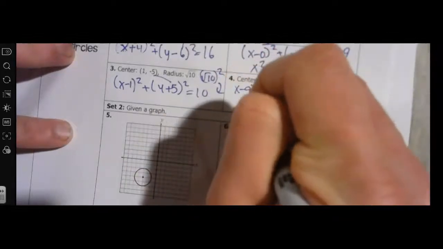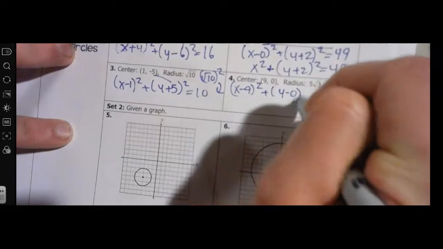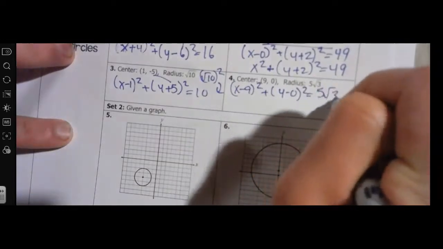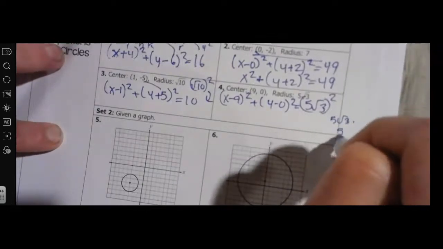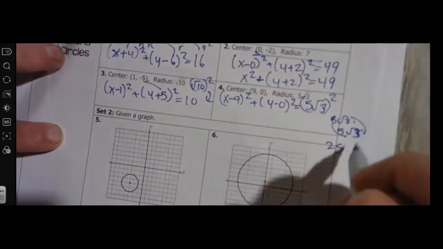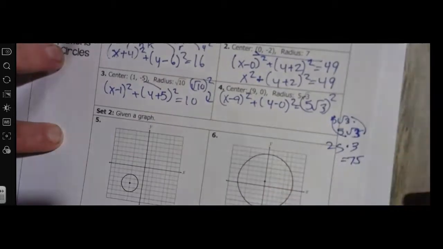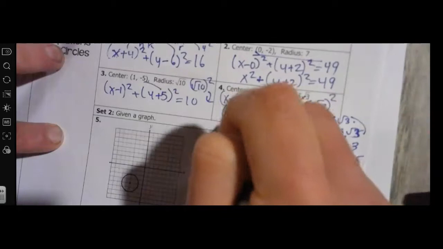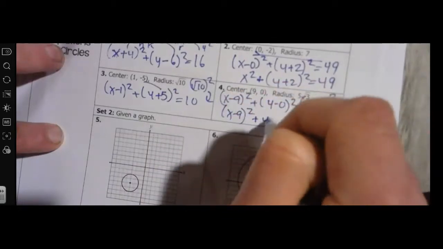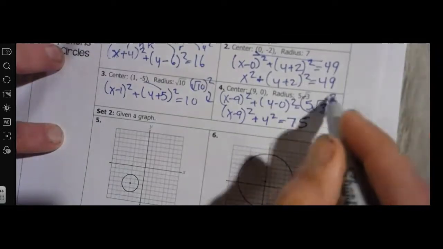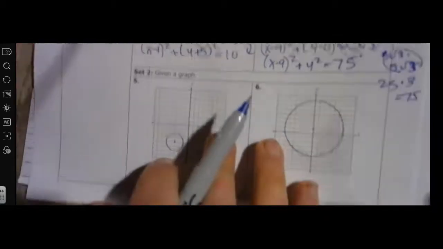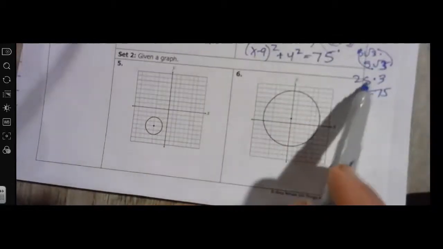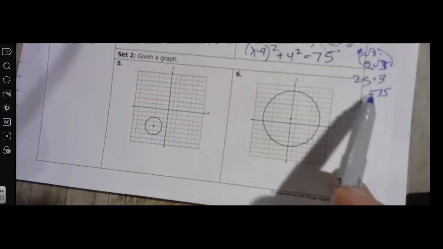It's going to be (x minus 9) squared plus (y minus 0) squared is equal to (5 square roots of 3) squared. And they want to make sure you know how to do that, alright? So 5 square root of 3 times 5 square root of 3, you're going to do 5 times 5 and get 25. You're going to do root 3 times root 3 and get 3. So when you square that, it's going to equal 75. So this part's going to be (x minus 9) squared plus y squared is equal to 75. The only reason they gave you this new problem is they want to make sure you know how to handle 5 root 3 times 5 root 3. So it's 5 times 5 to get 25, root 3 times root 3 is 3, and 25 times 3 is 75.